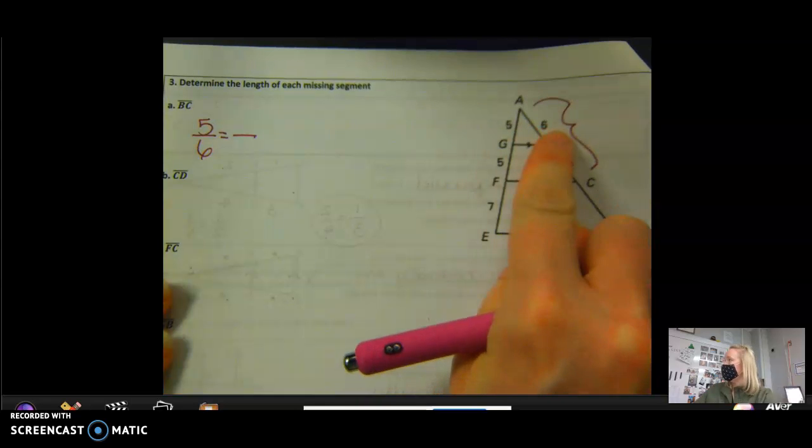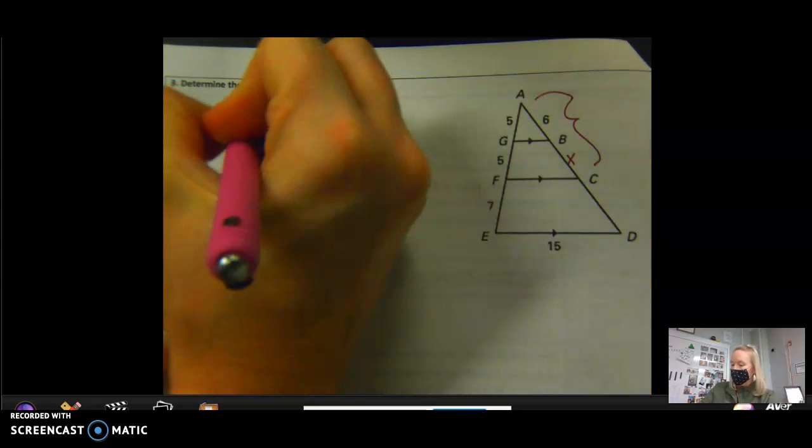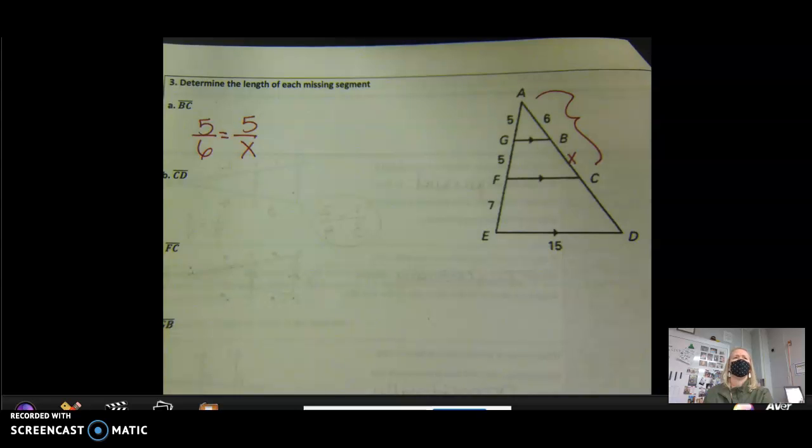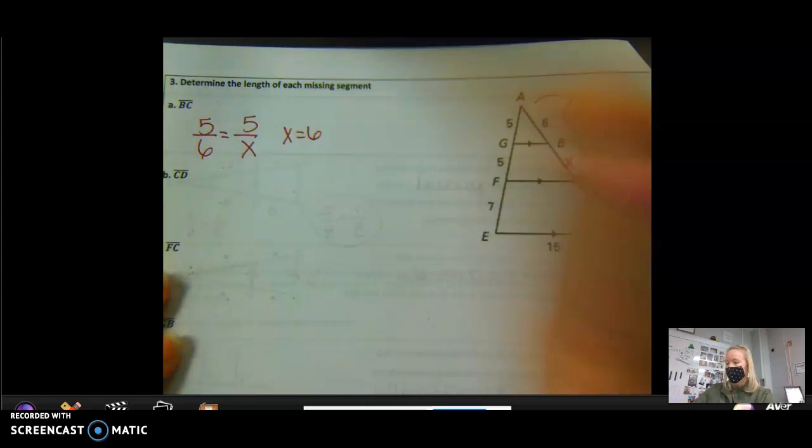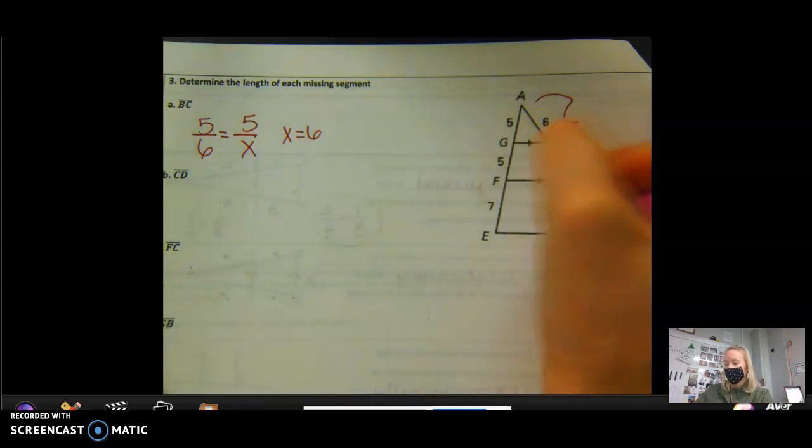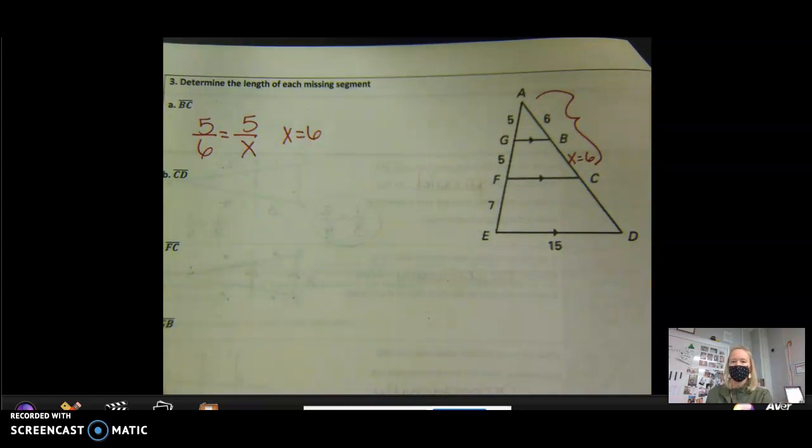Perfect. 5 over 6, so this side over this side equals 5 over X. Well, look at that. What would X have to be, guys? Yep. So if you did it the other way, you would have gotten 12. Subtract off the 6, and you get 6.